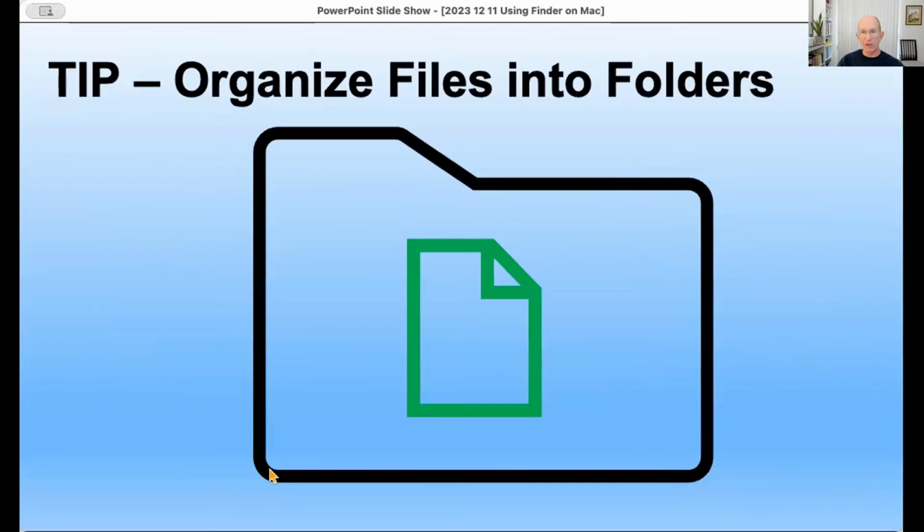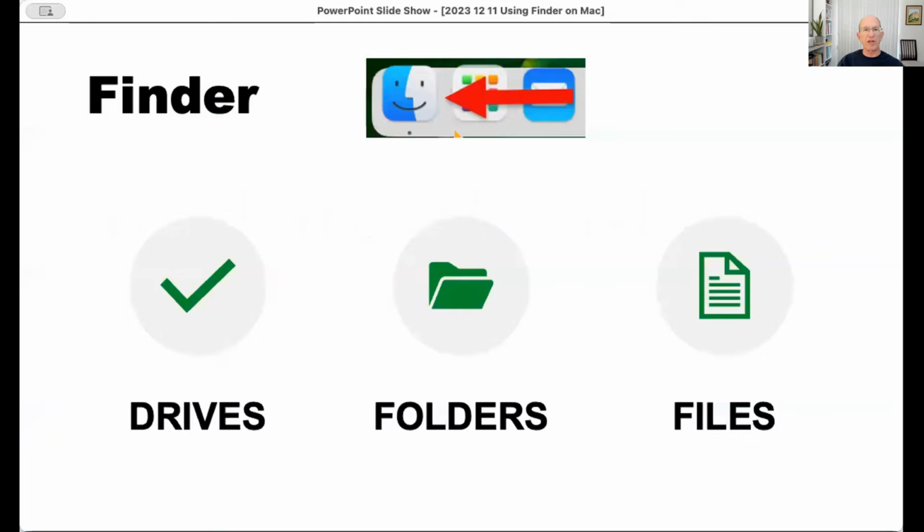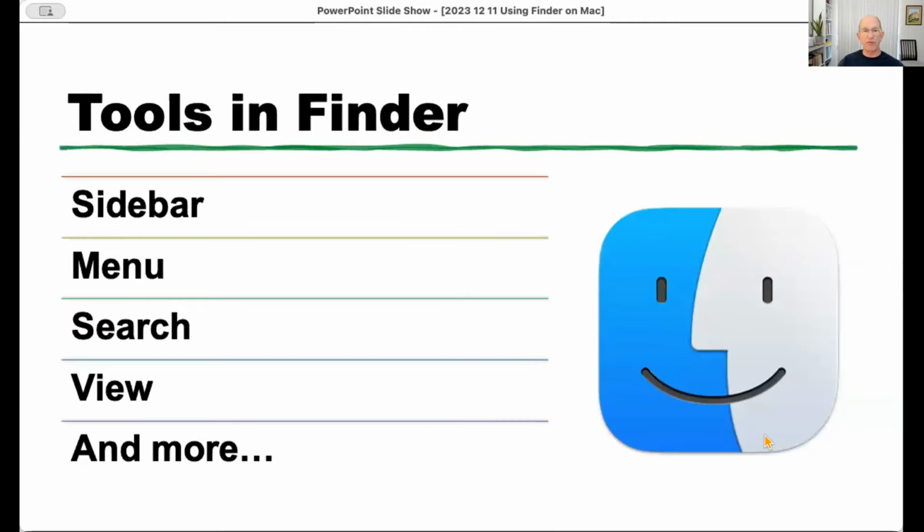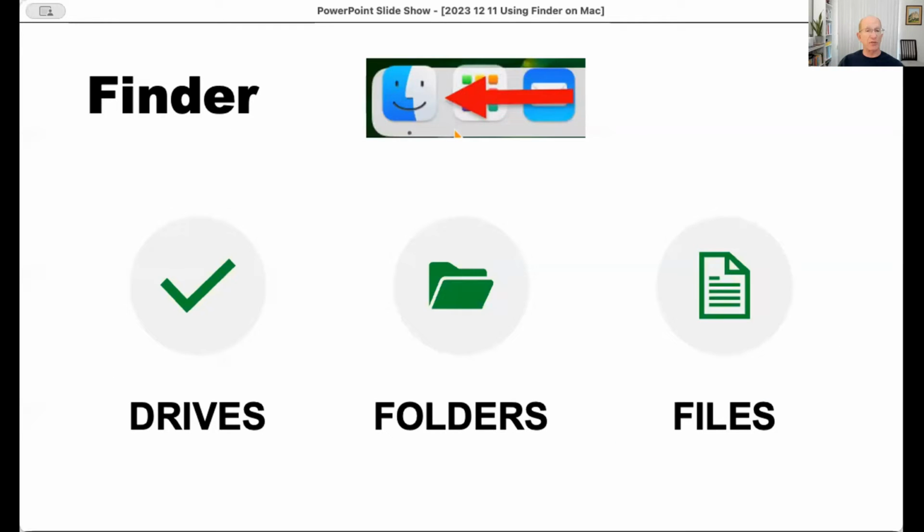Okay, so we've looked at file names, and we're going to look now at Finder. Finder is an application or utility that is built into your Mac. It shows and displays your disk drives, your folders, and your files. Finder is there to display drives, folders, and files for you. It's this little happy face icon.